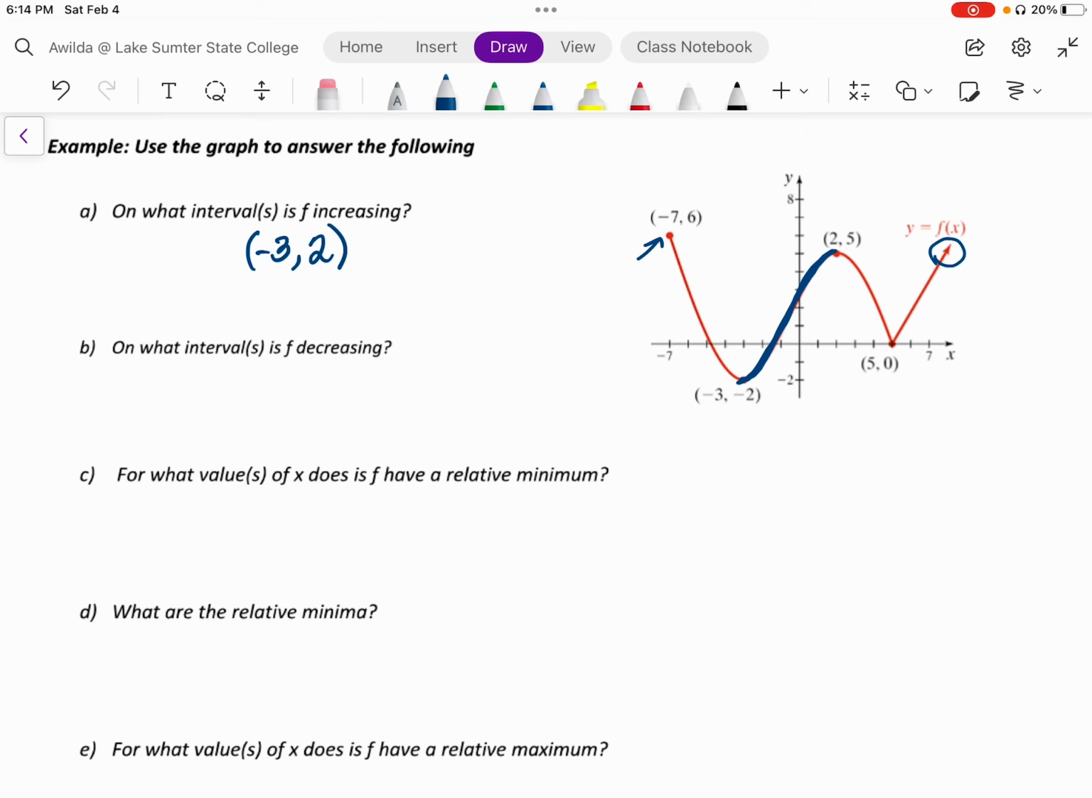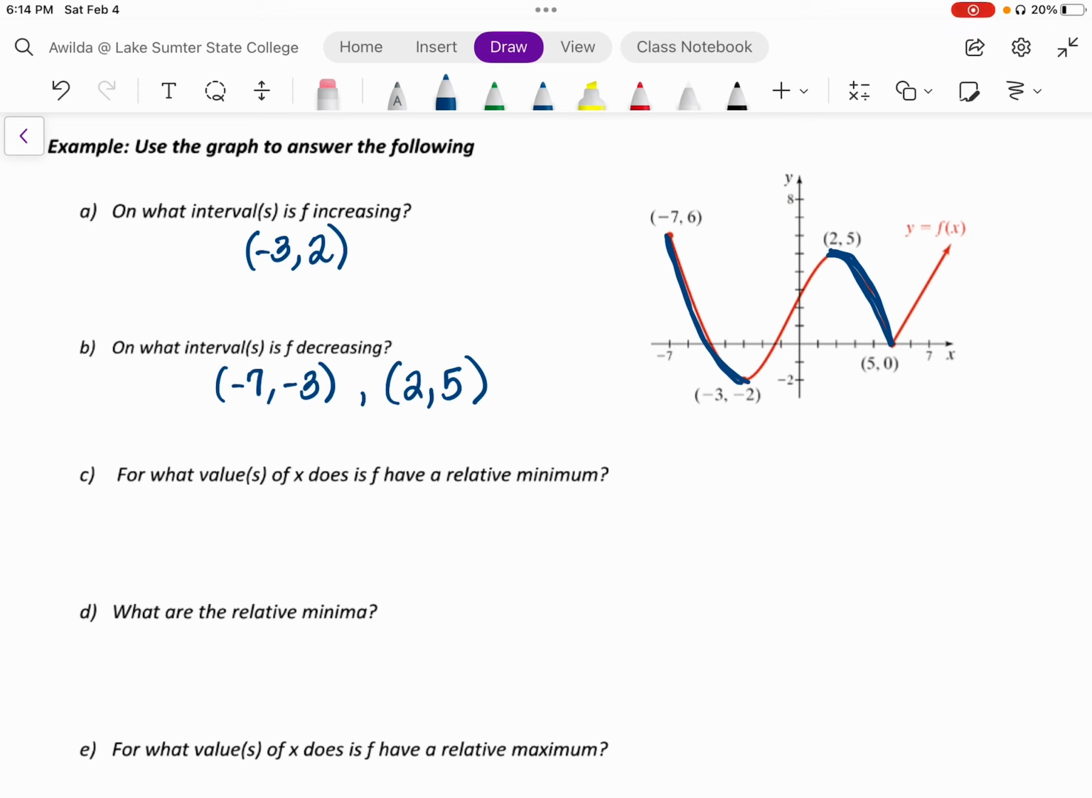Over what intervals is it decreasing? Well, let me erase here. I see decreasing behavior in this part of the graph, and then I see it again here. So I think there are going to be two different intervals. It's going to be decreasing between x equals -7 and x equals -3, and also decreasing between x equals +2 and x equals 5.